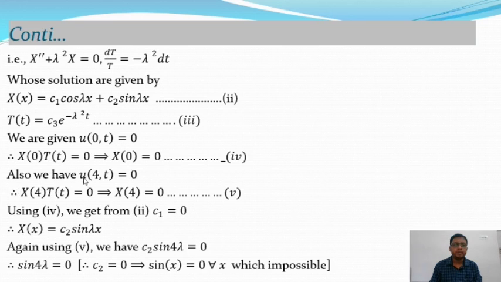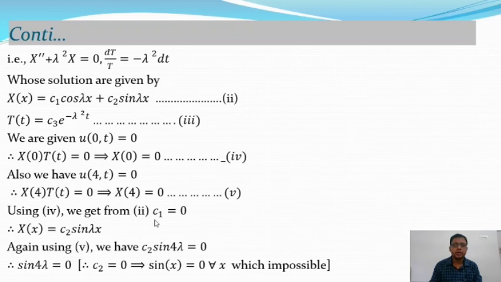And also we have u(4, t) = 0. You know u(x, t) = X(x) times T(t), so X(4) times T(t) = 0, and from this we will get X(4) = 0, where T(t) is not equal to 0. We can write this as equation number 5.